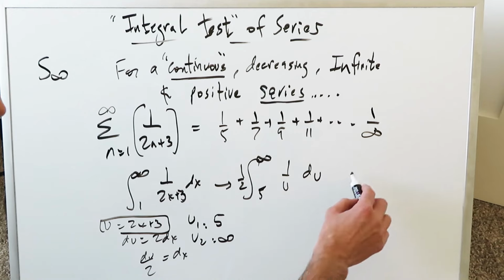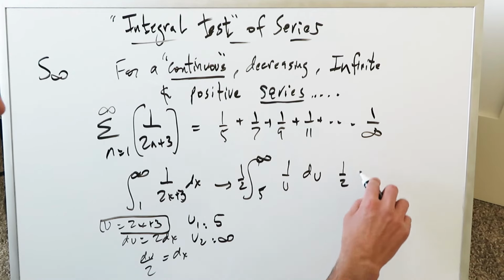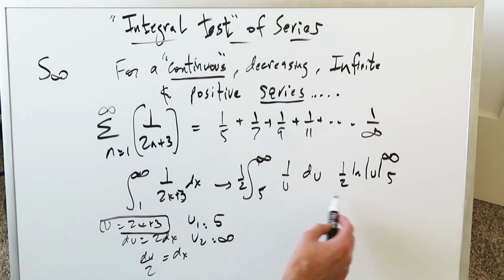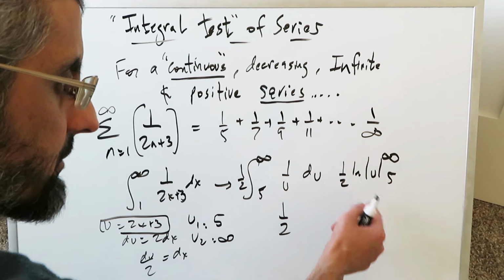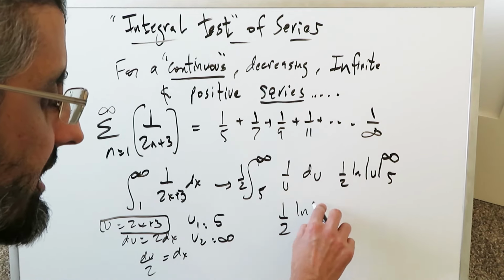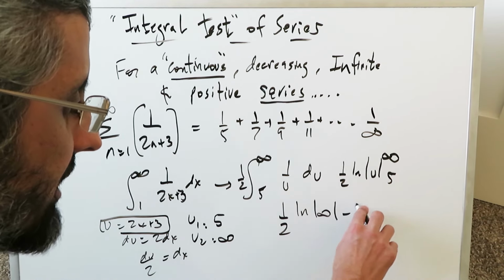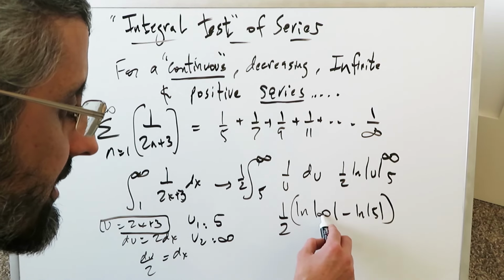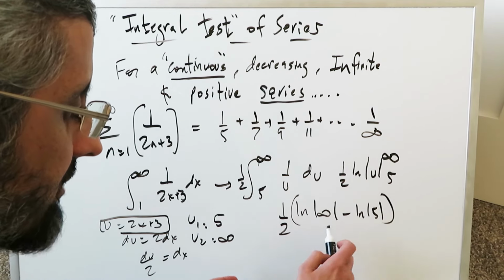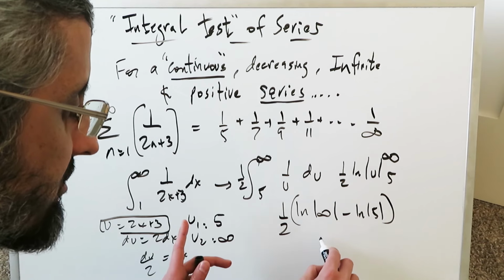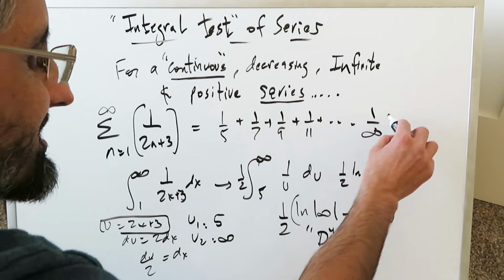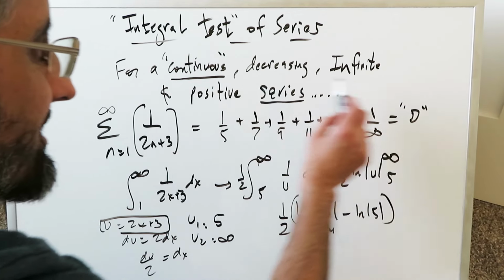When you evaluate this, you have 1 over 2 times ln u, from 5 up to infinity. You just do the definite integral procedure. The antiderivative is already determined, with the upper and lower limit. You're looking at natural log of infinity minus natural log of 5. This right here is infinity. Everything becomes infinity in terms of your improper integral outcome. Everything is divergent. Therefore, this series must be divergent based on this integral test.